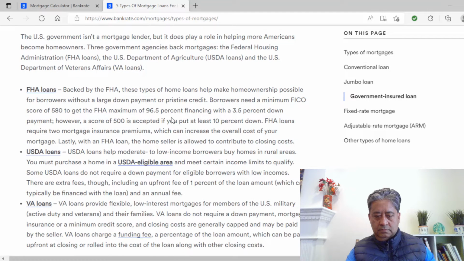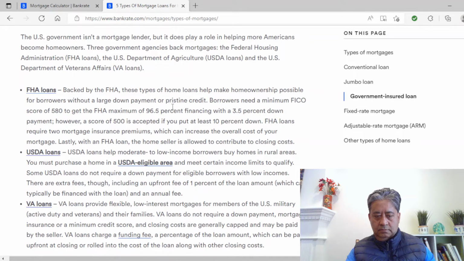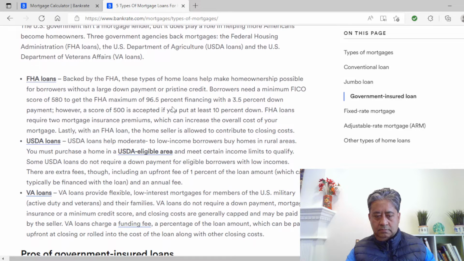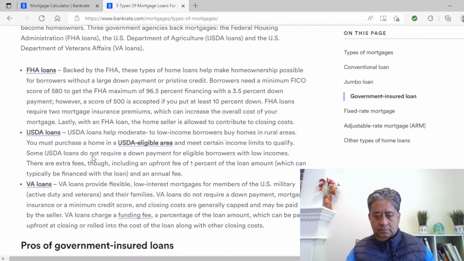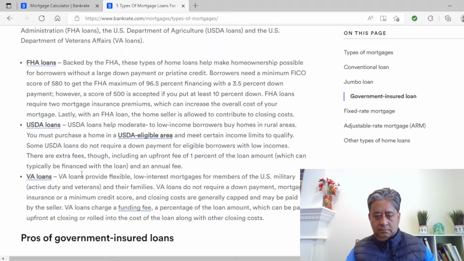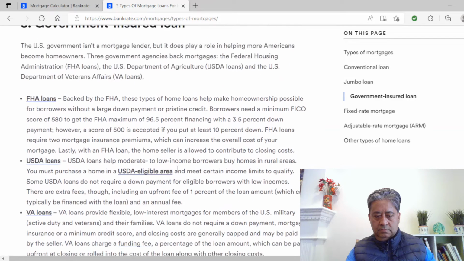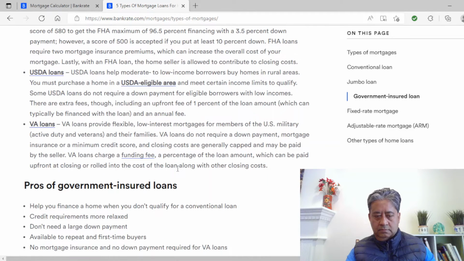So the FHA loans are backed by the Federal Housing Administration. They help people with lower FICO scores, like around 580, get a mortgage. The USDA loans are basically for agricultural and rural areas. They want to help in getting those kinds of loans. VA loans are from the Veterans Administration. They want to help people in the military, active duty and veterans, get those loans.